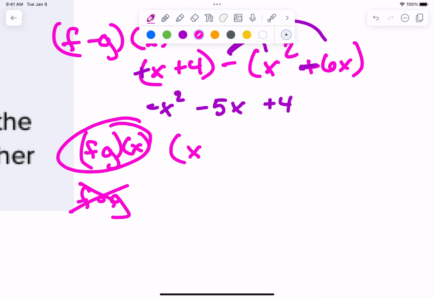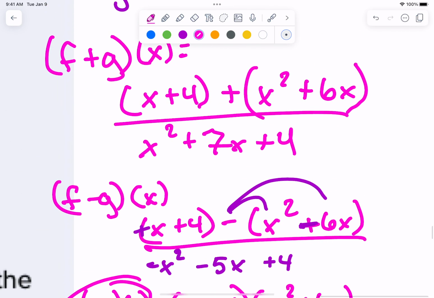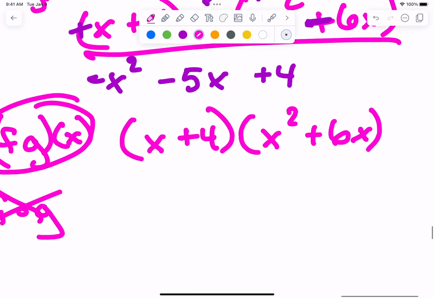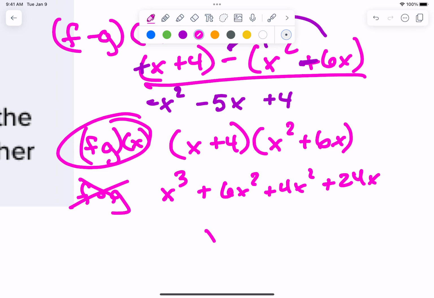So here we're foiling x plus 4 times x squared plus 6x. But it's my favorite thing when they look at this and they foil, and I'm like, no, don't do that. You're subtracting. No, don't do that. You're adding. They're right next to each other. That's when you foil. Okay, x cubed plus 6x squared plus 4x squared plus 24x. You don't have to write this down. X cubed plus 10x squared plus 24x. That's what he will look like.